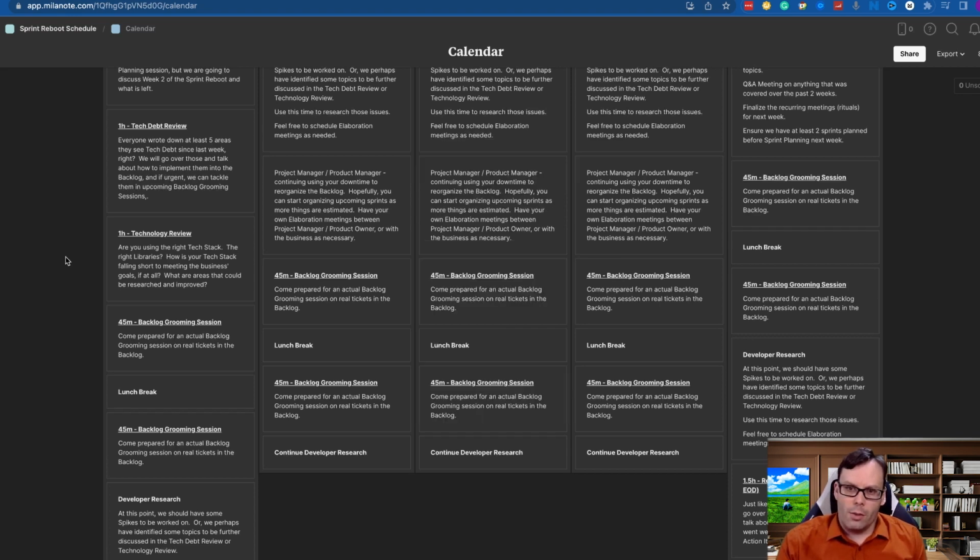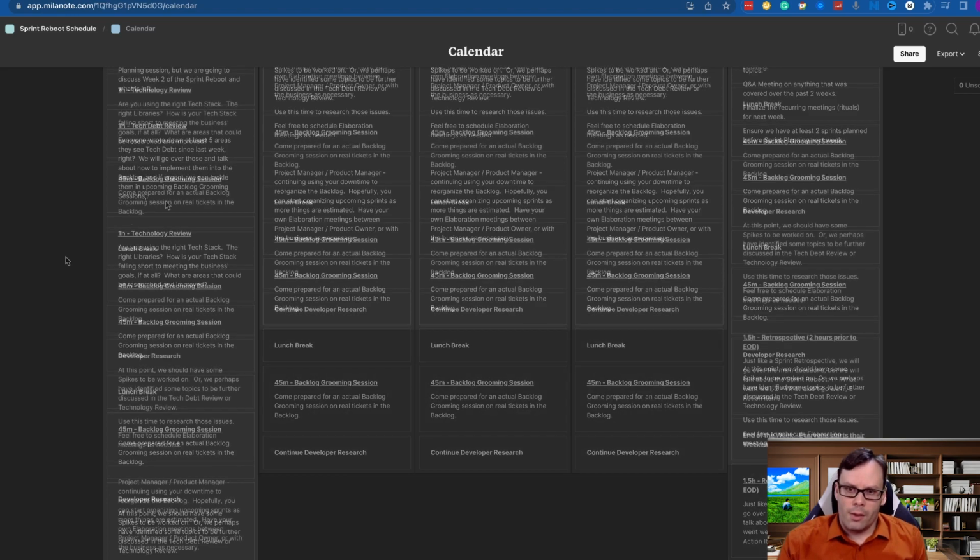It's a time for the developers to really come in with their opinions about how we can improve, what technologies, what libraries, what things could we be using instead that would be better and make development easier and make features flow much more quickly. Then we have another backlog grooming session, and another backlog grooming session after lunch.